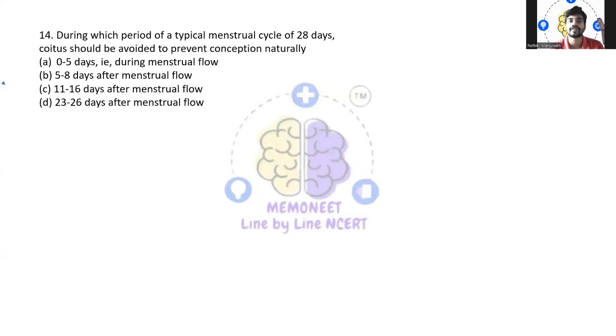During which period of a typical menstrual cycle of 28 days should coitus be avoided to prevent pregnancy naturally? That means sexual activity should be avoided in order to avoid unwanted pregnancy. I have explained the natural methods of contraception, right? So during the menstrual cycle of 28 days, on which days should we avoid sexual intercourse? That is the question basically.